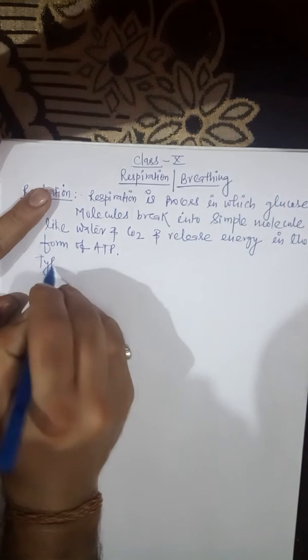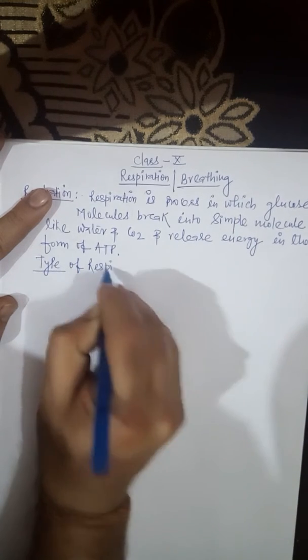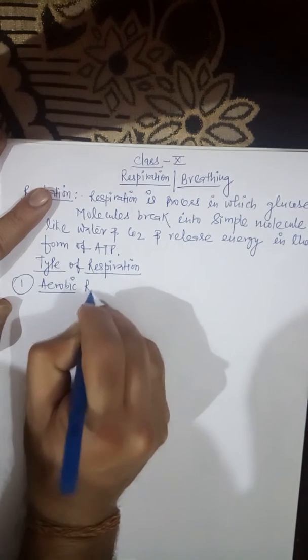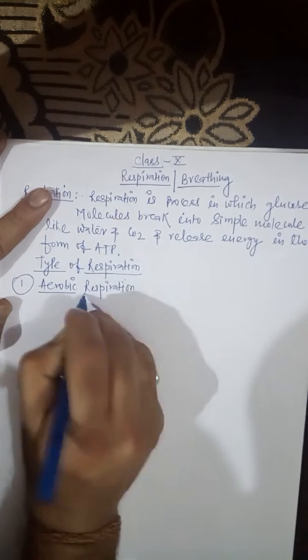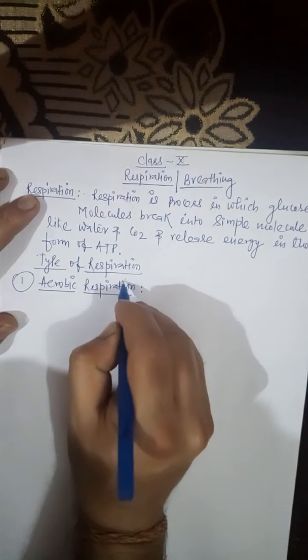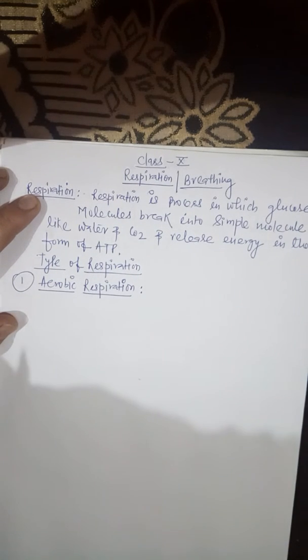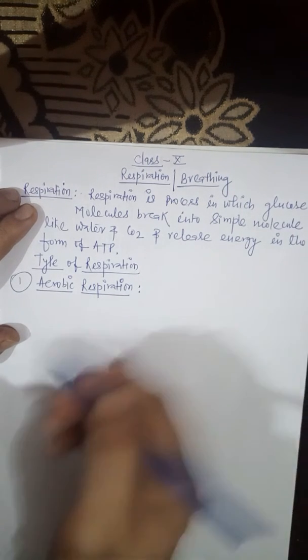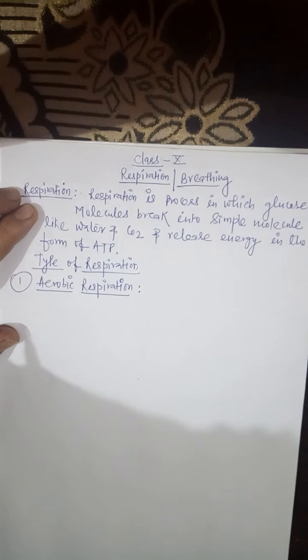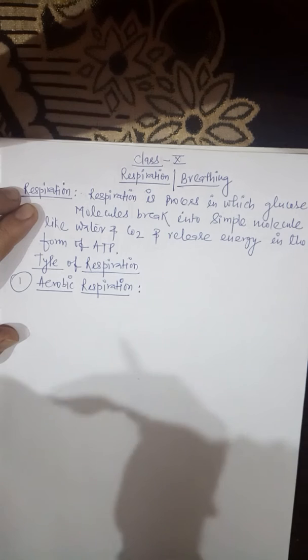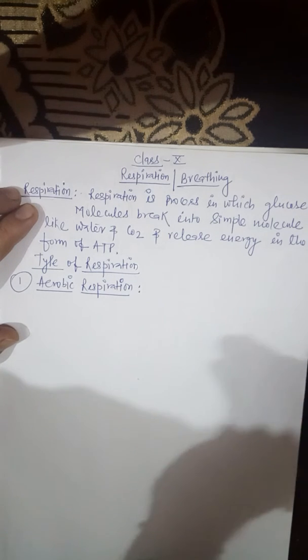Types of respiration. Number 1, aerobic respiration. Aerobic respiration is a process which takes place in the presence of oxygen. So when the glucose molecule breaks into water and CO2 in the presence of oxygen, then this process is called aerobic respiration. Aerobic respiration takes place in all eukaryotic organisms like human beings, cow, buffalo, and all the eukaryotic animals derive aerobic type of respiration in the presence of oxygen.